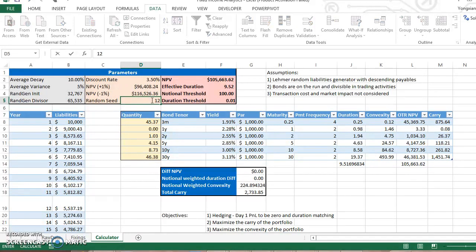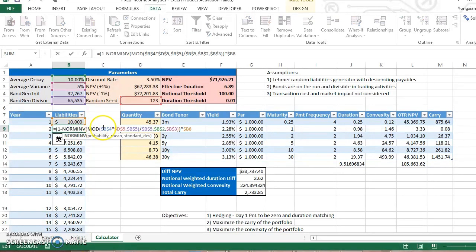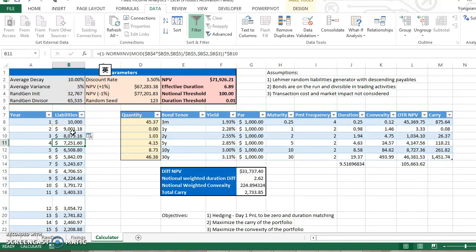Here I use 1, 2, 3. If we look at the function, the random generator basically multiplies the initial value by the random seed and divides by this random gen divisor. This part will give you a uniformly distributed number from 0 to 1. So if you apply the inverse function of the normal distribution, you can have a random number with mean 10% and variance 5%. If you take 1 minus this number, you will have a corresponding decay factor. So we have the liability here.